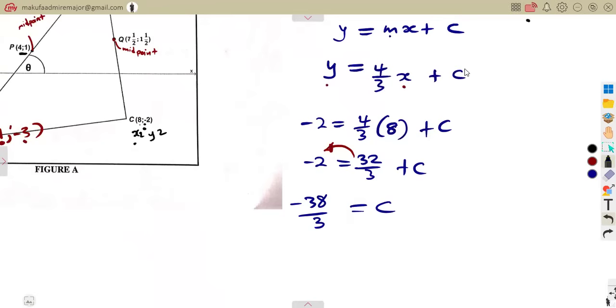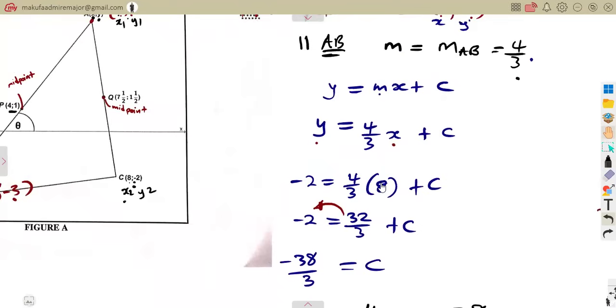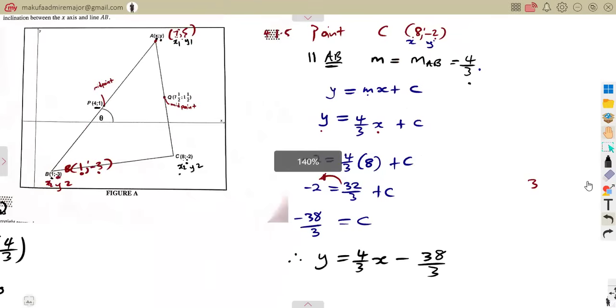So having the c, we can substitute back into our equation. Therefore, y is equal to 4 over 3 x plus c, which is minus 38 over 3. It was a little bit straightforward. The point and the gradient, these two are enough for you to have the equation of a line.